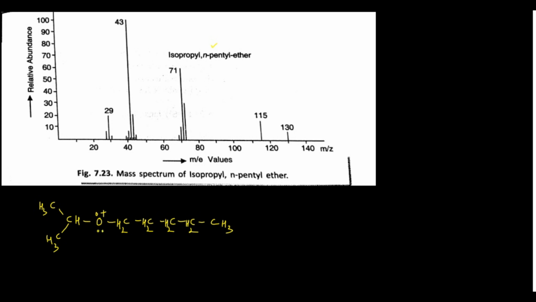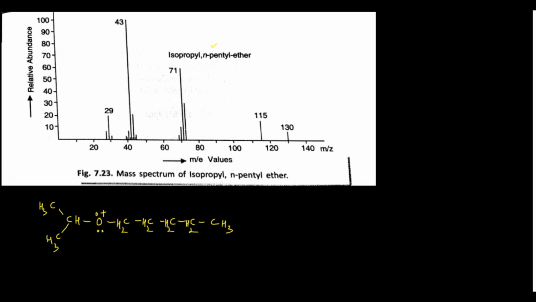You know that when a 70 electron volt electron bombards this particular sample, one of the electrons present on the oxygen atom will be knocked out by that 70 electron volt electron. This will produce this particular molecular ion. This is quite simple.